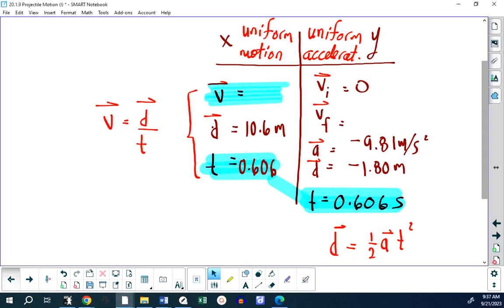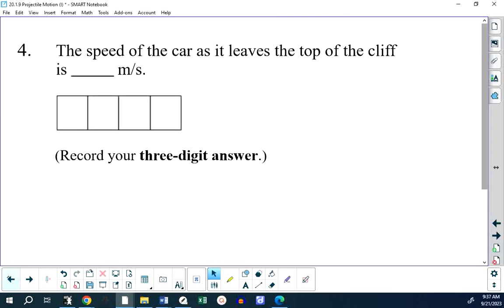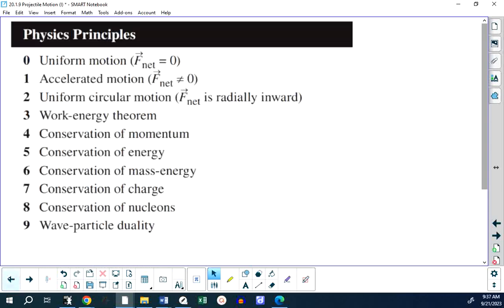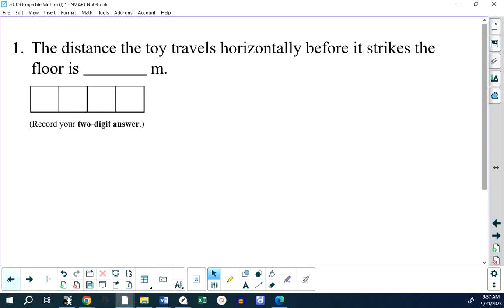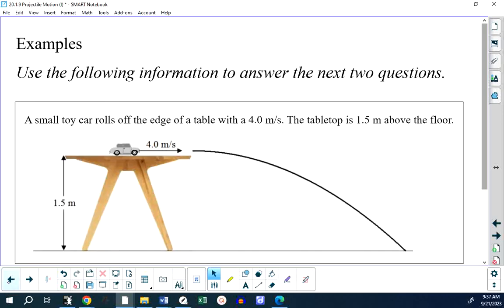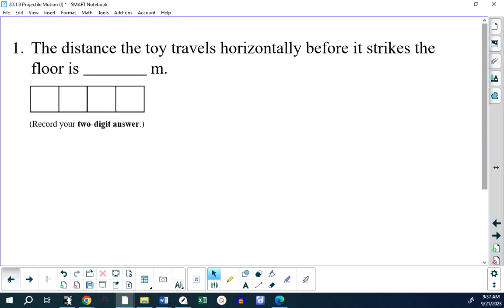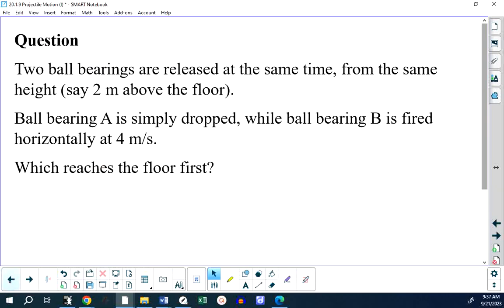Okay. We're going to go back to number 5 now. Actually, you know what? We're going to go back before the examples. There was a question at the bottom of page 38.